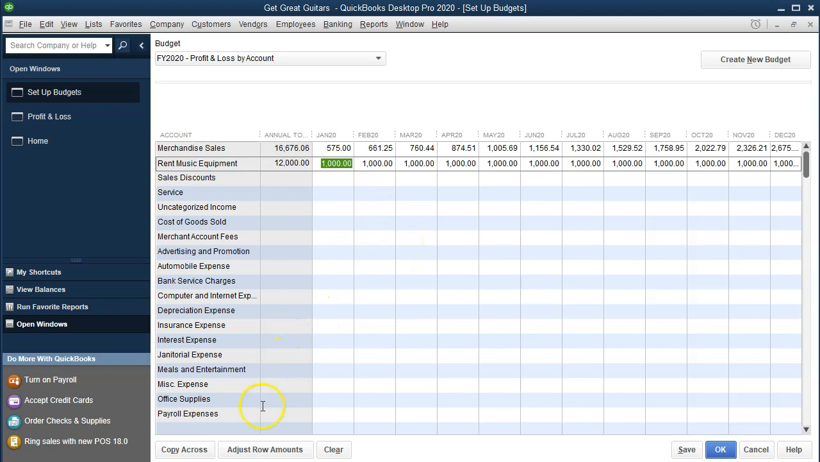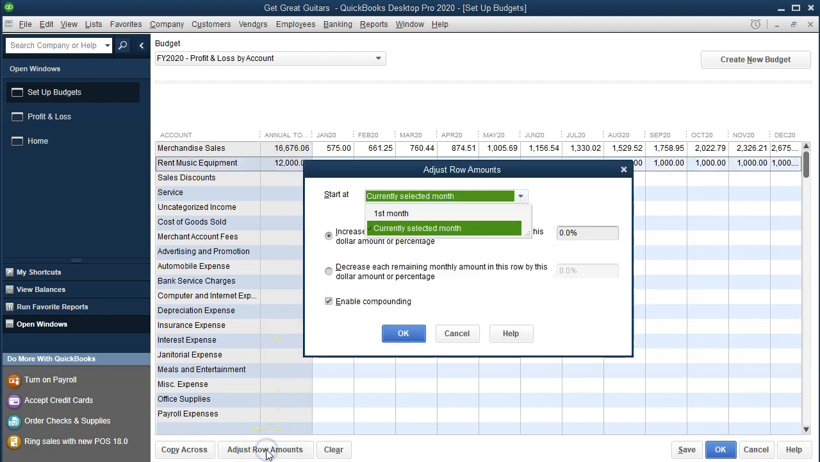It didn't compound. Let's check it again. I'm going to go to the adjust rows and amounts. And it's going to go current month. I'm going to say 1,000 here.